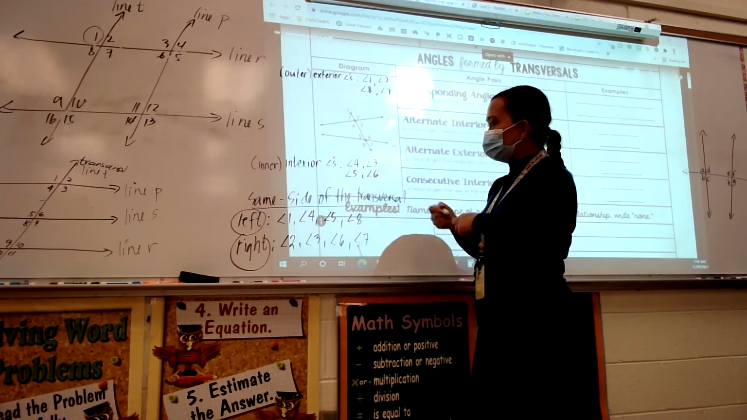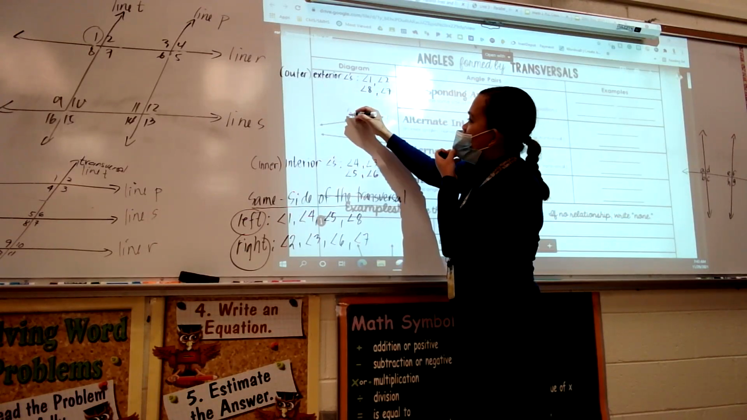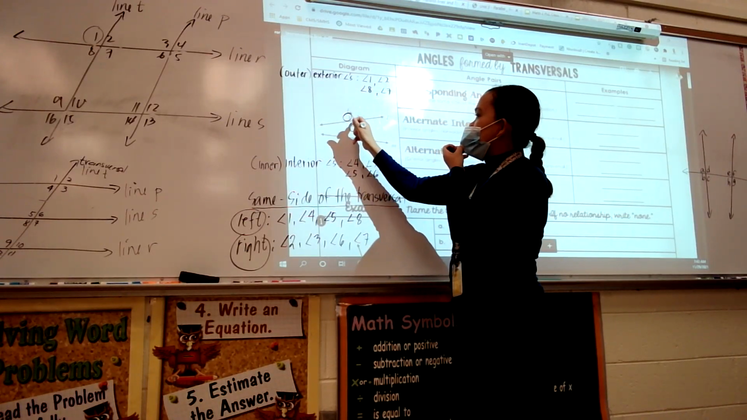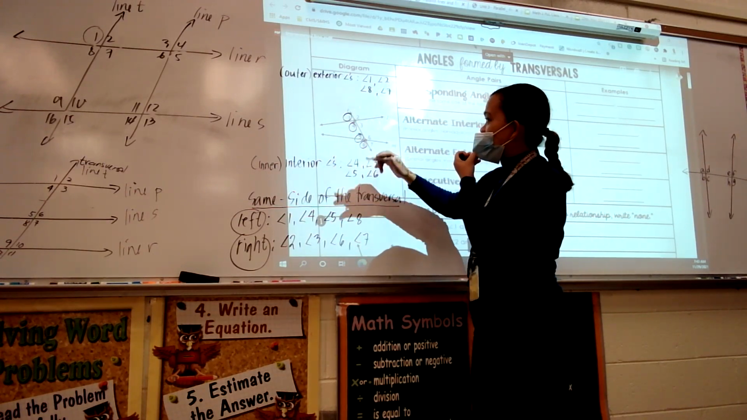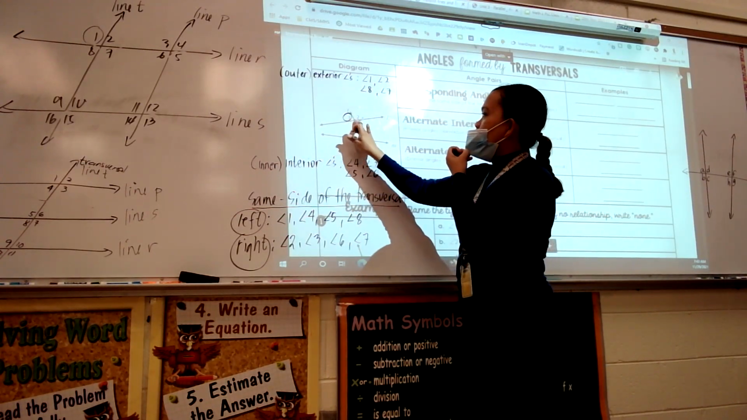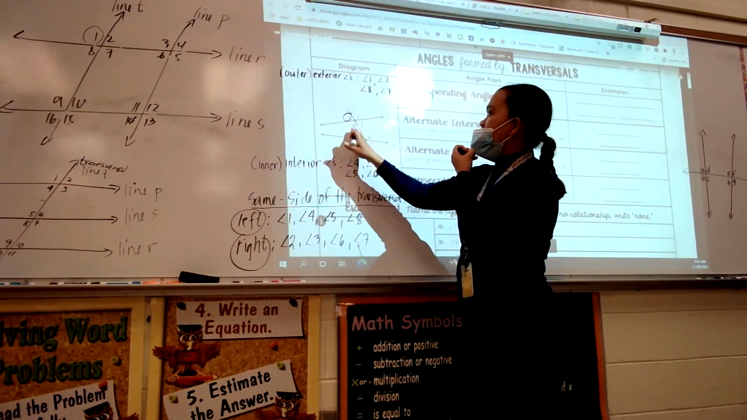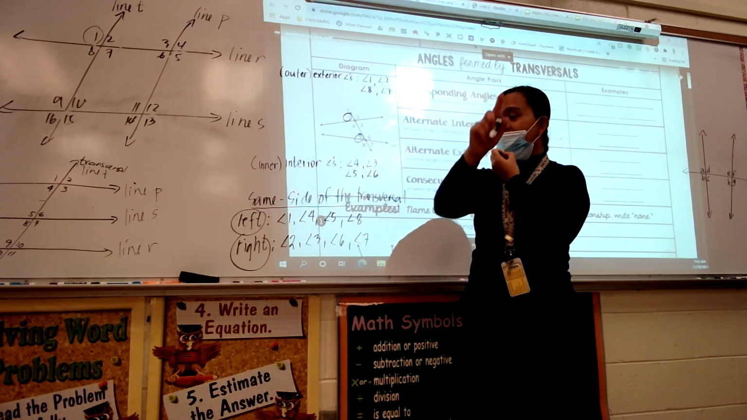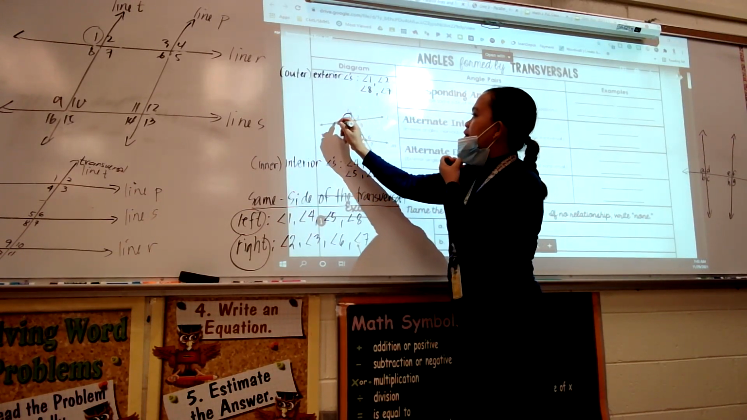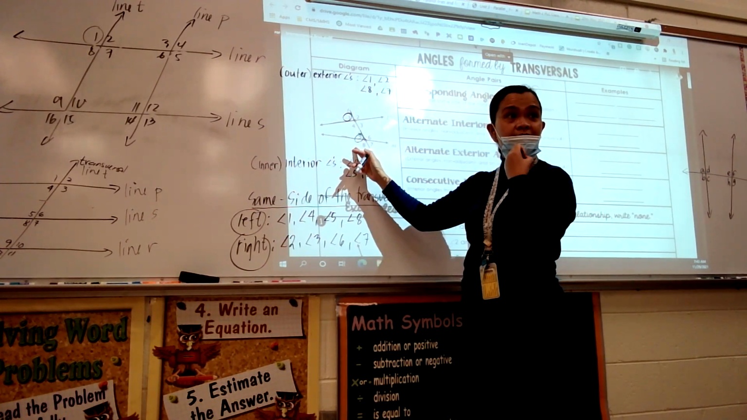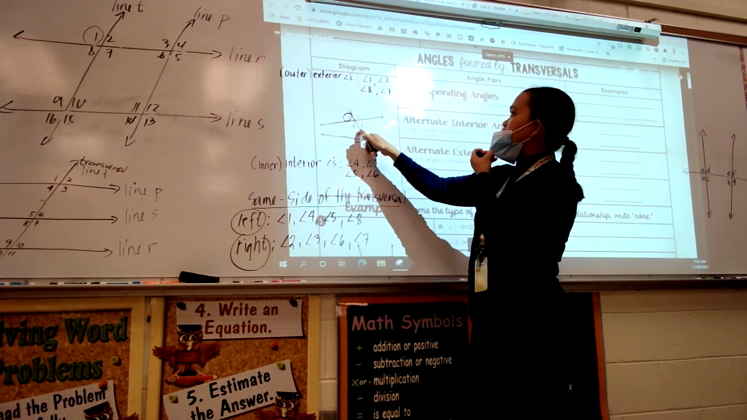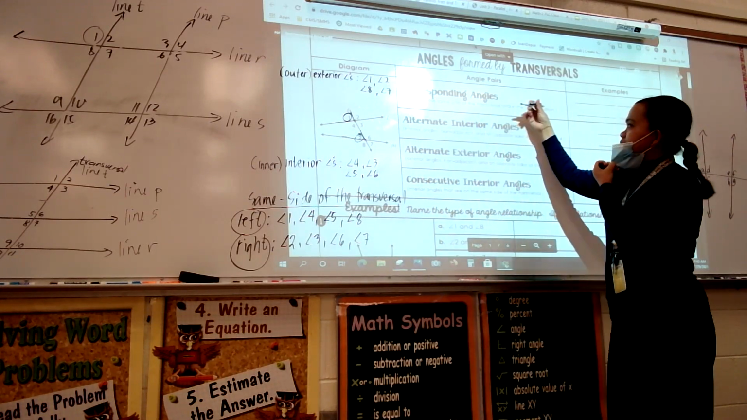I'll give you an example. Look at here. These are same side angles. Am I right? These are on the same side. Now, the same position would be angle 5 and angle 1, which means they are on top of a line. Look at the position. You see that? So angle 1 and angle 5 are corresponding.